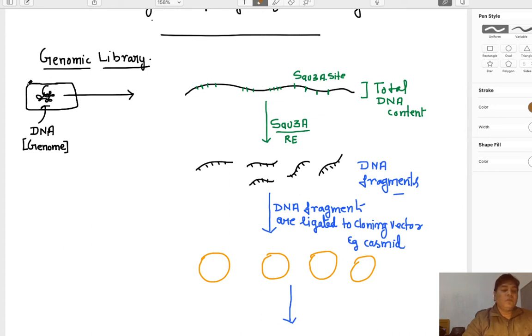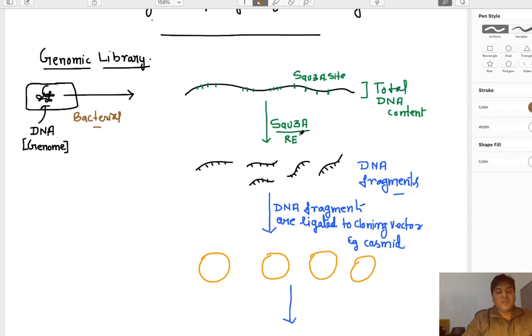So we have to break this cell. Say for example, this is the bacterial cell. If we are using this as a bacterial cell, we can do it for a plant cell or any other cell as well. So this is the whole genome of the bacterial cell. The genome is taken out. We cleave this genome with certain restriction endonuclease.